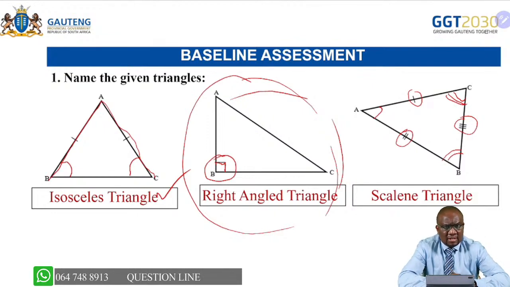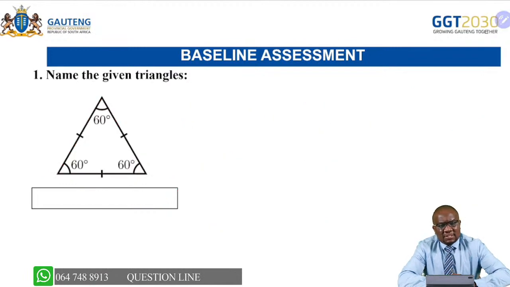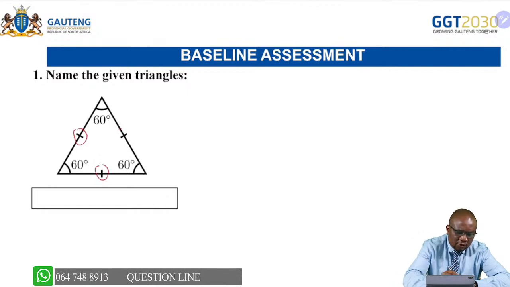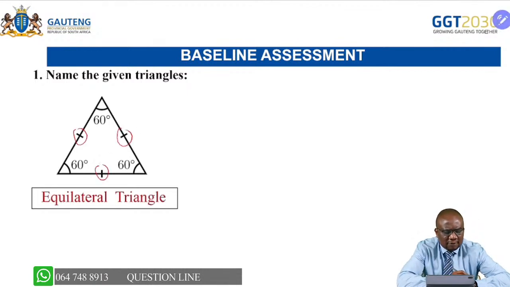Right, for the next one, I want you to give your answer verbally. You don't need to write it down. What is the name of this triangle? It's an equilateral triangle. All the angles are equal: 60, 60, 60, which is 180. And all the sides also are equal. That's an equilateral triangle. Please remember that.